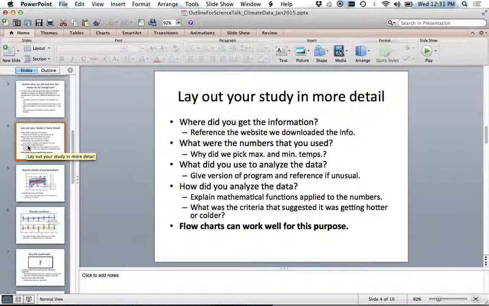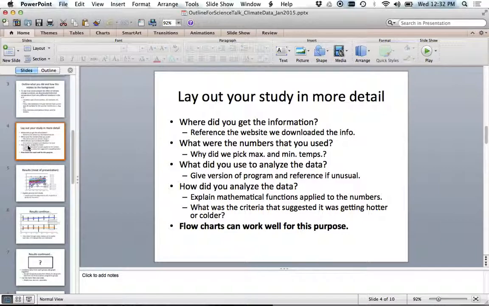Where did you get the information? What websites? Give the actual website where you got the information. What were the numbers that you used? Min and max. How did you analyze the data? So you need to tell the viewer of this presentation that, hey, we used Excel to analyze this data. You always have to give the programs that you use, because if somebody wants to validate your stuff, they're going to want to use the same software that you used, if possible.